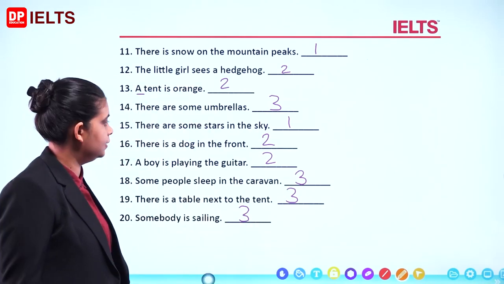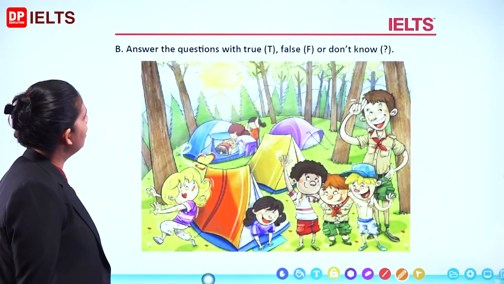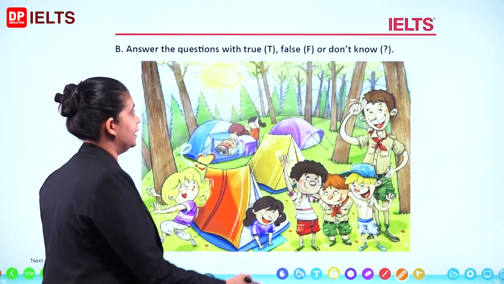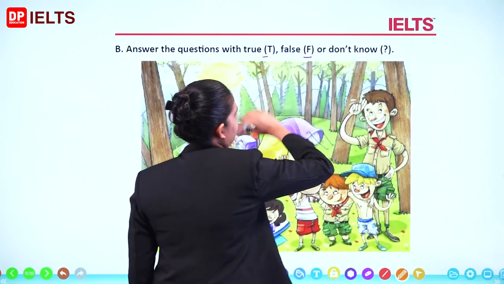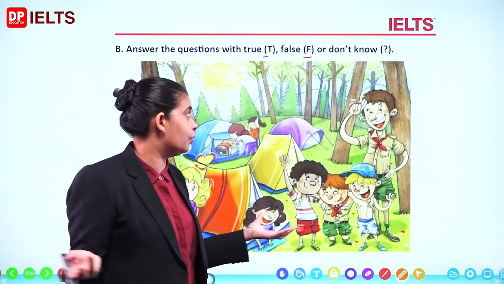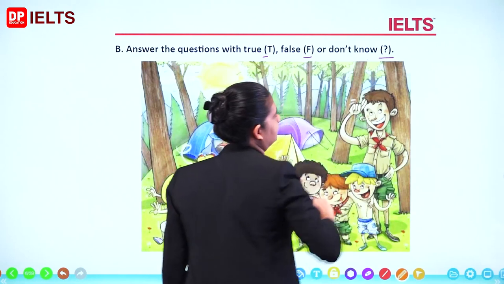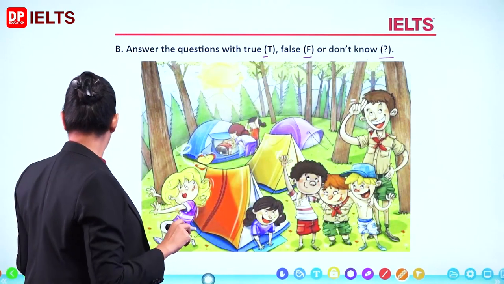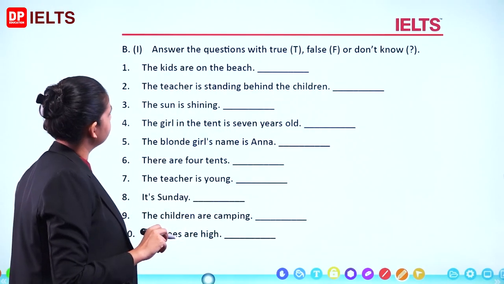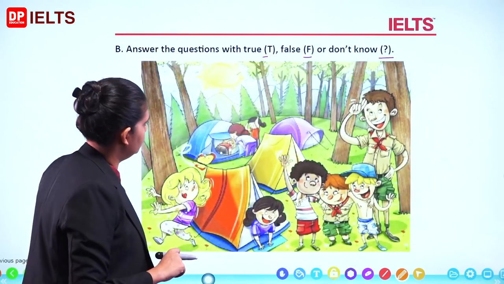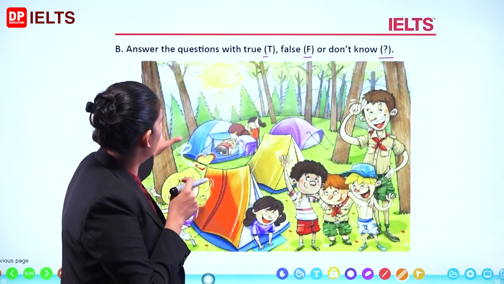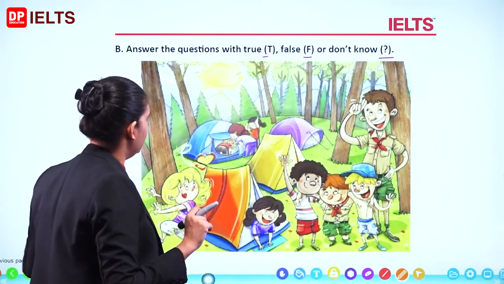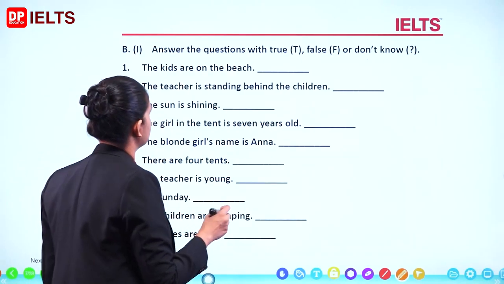Off you go. Right. Okay, answer the questions true, false, or don't know. True nang letter T eka, false nang letter F eka, don't know question mark. Right? Let's see. So we can see a nice picture here. Let's look at the questions. The kids are on the beach. Beach එක නම් වෙන්න බෑනේ ලොකු ගස් තියෙනවා, so seems like a forest or like a little jungle, okay? So that is of course false.